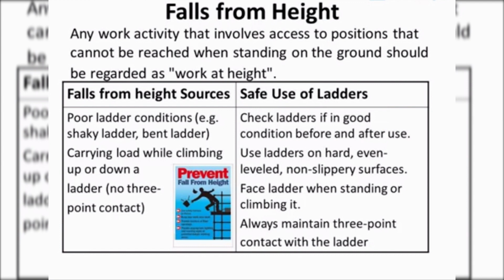Any work activity that involves access to positions that cannot be reached when standing on the ground should be regarded as work at height. Falls from height sources. Safe use of ladders. Poor ladder conditions, for example shaky ladder, bent ladder. Carrying load while climbing up or down a ladder, no 3-point contact. Check ladders if in good condition before and after use. Use ladders on hard, even leveled, non-slippery surfaces. Face ladder when standing or climbing it. Always maintain 3-point contact with the ladder.